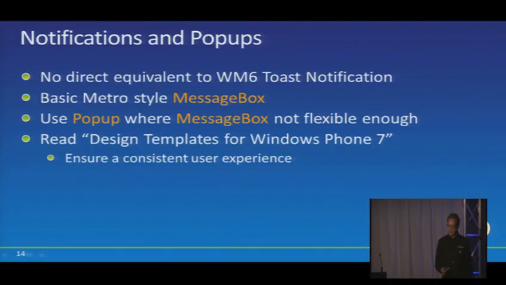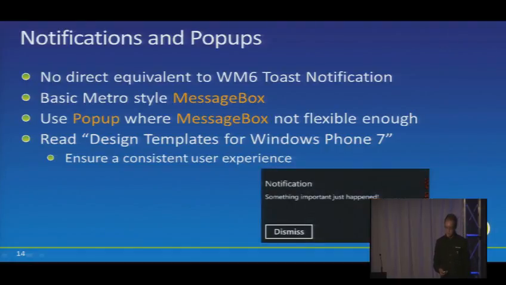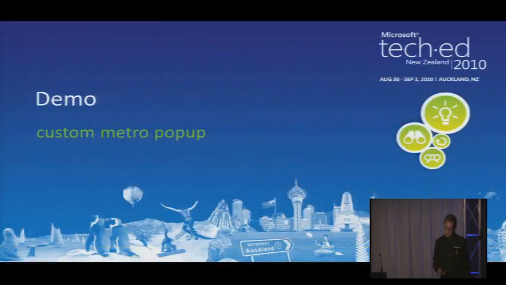And if you read the document, I've got a link at the very end, of design templates, it actually gives you the expected layouts for these sort of pop-up dialogs so that they actually fit with the Windows Phone theme. So as an example here, it looks a bit like a message box, but we've got some custom text and a header, and we've named the button Dismiss instead. So we go into the code for that.